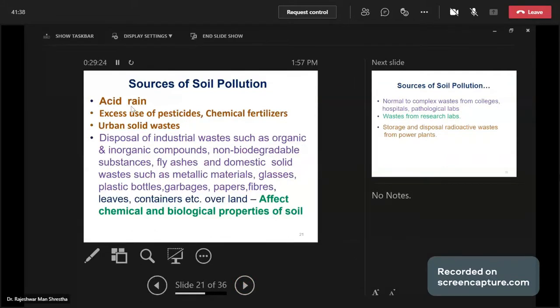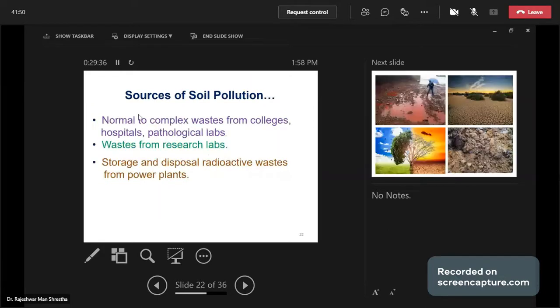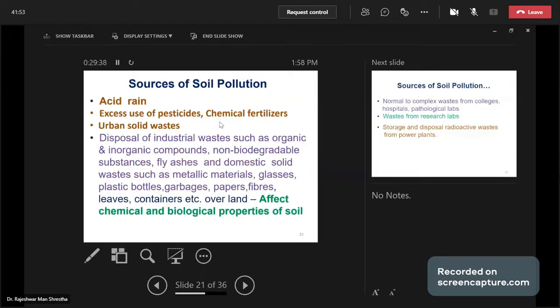Then again, sources of soil pollution: acid rain also causes soil pollution. Acid rain carries various gases, mixes, and goes down to the earth. Then excessive use of pesticide, chemical fertilizer and urban solid waste also cause it. Disposal of industrial waste such as organic, inorganic compounds, non-biodegradable substances, fly ash, and domestic solid waste such as metallic materials, glass, plastic bottles, garbage, paper, filters, thrown anywhere, also cause it.